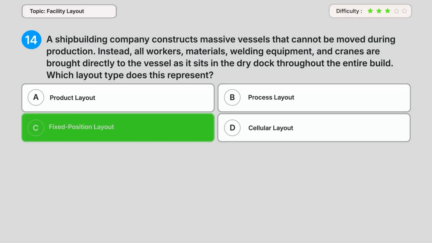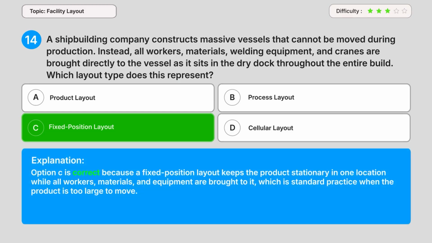Correct answer, C. Fixed position layout. Explanation: Option C is correct because a fixed position layout keeps the product stationary in one location, while all workers, materials, and equipment are brought to it, which is standard practice when the product is too large to move.